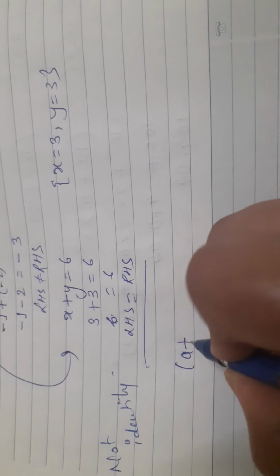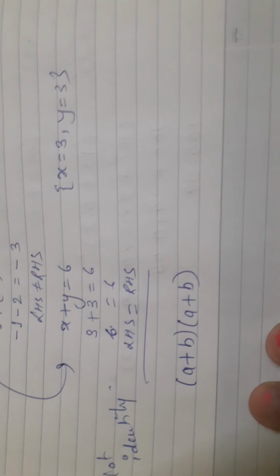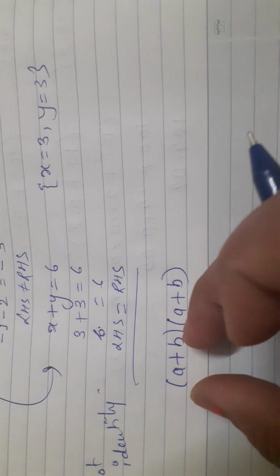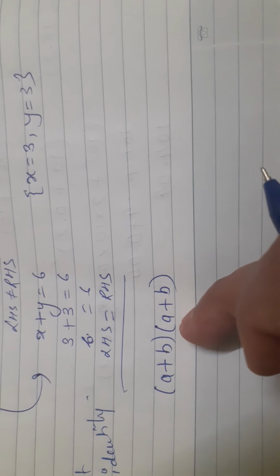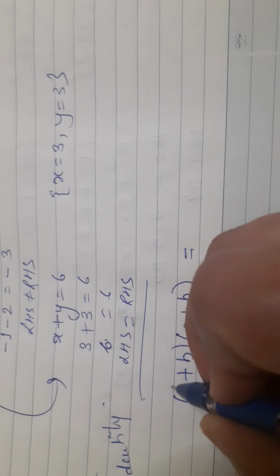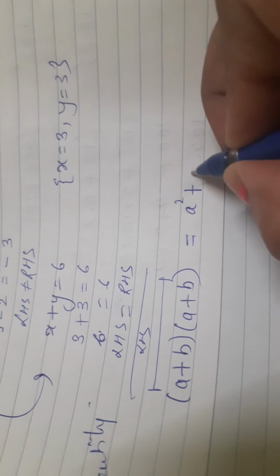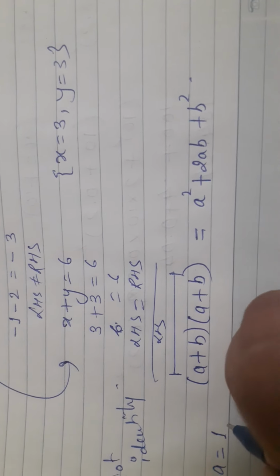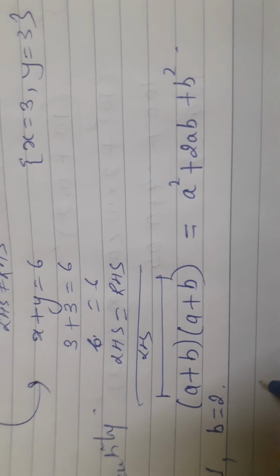Now we took another expression. Okay? Suppose I am taking a plus b into a plus b. I have told you that whenever there are brackets and no operation is there, it is multiplication. Suppose this is our LHS and on RHS I am writing a square plus 2ab plus b square, and the values I am going to substitute are a is equal to 1, b is equal to 2.